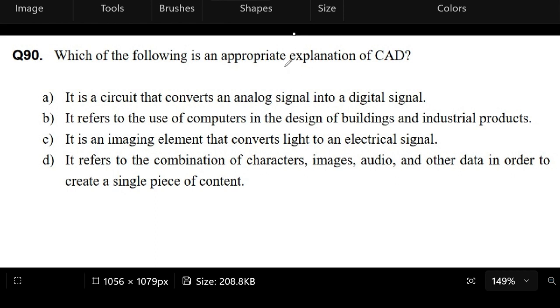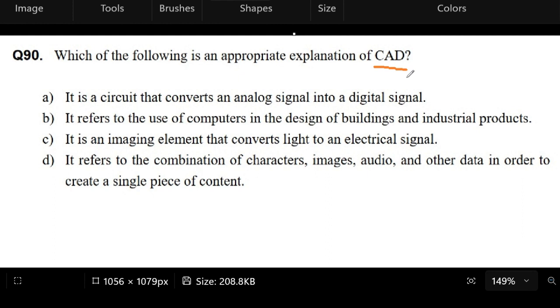Question number 90 of the ID Passport exam from PhilNITS. We are now in the strategy portion of the exam. In this question, we are being asked, which of the following is an appropriate explanation of CAD? Let's highlight the word CAD.